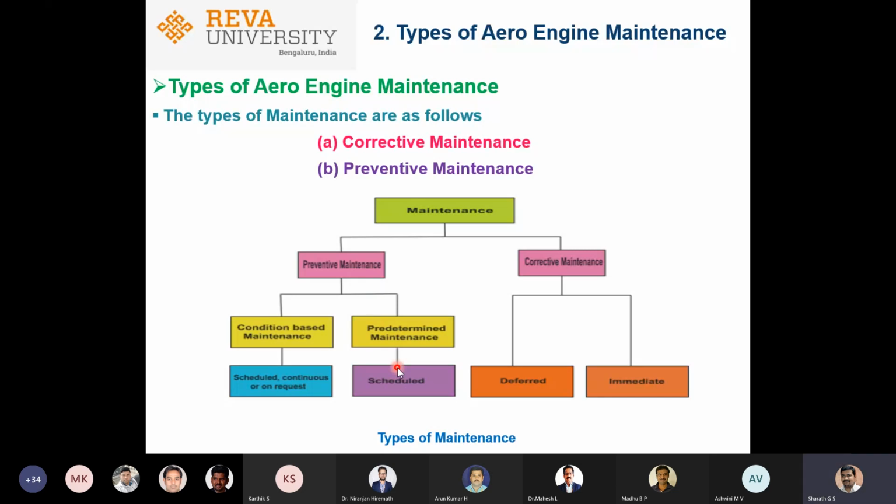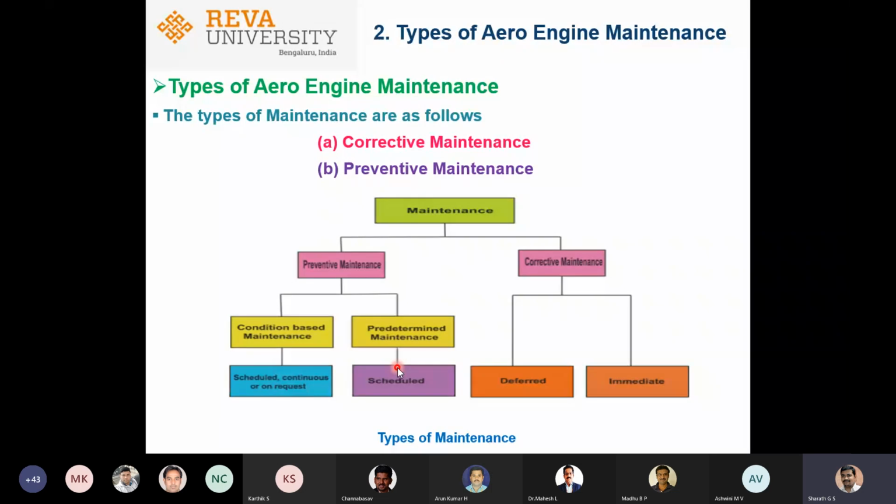Scheduled maintenance is carried out at scheduled intervals like 124 hours, 250 hours, 500 hours, 1000 hours, 2000 hours. This preventive maintenance is directed by the original equipment manufacturer when the engine is sold to the consumers or operators. So the preventive maintenance schedule is mentioned in the aircraft maintenance manuals, the engine maintenance manual, and the propulsion manuals.